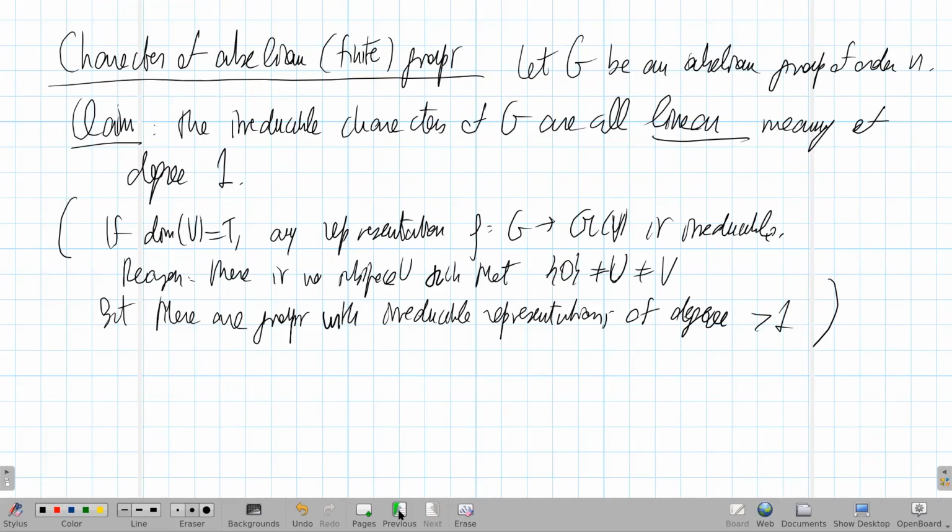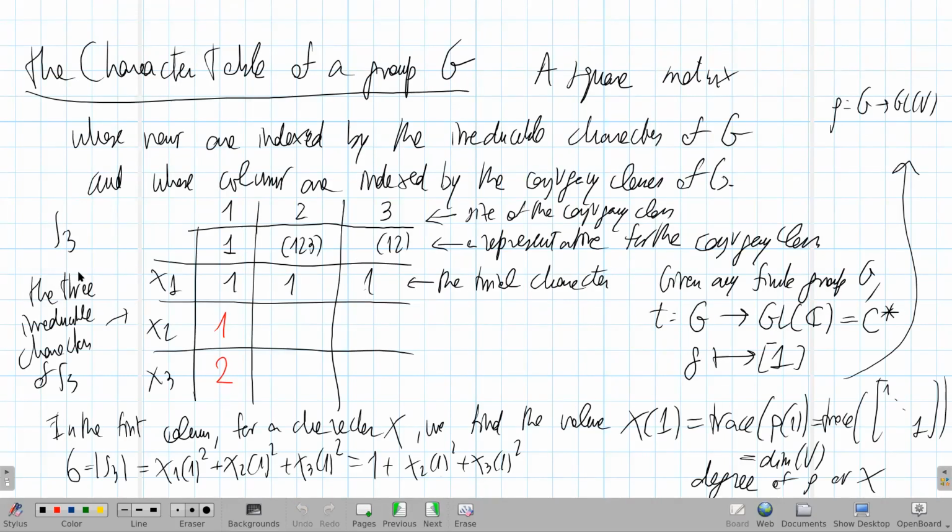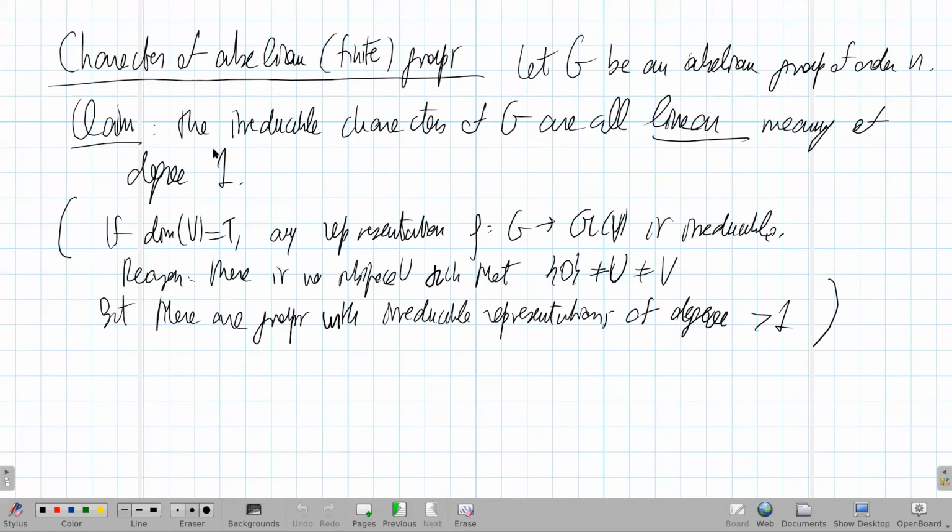We have already seen an example here. S3 must have a representation of degree 2, okay? So this is the dimension of the underlying vector space. So all representations of degree 1 are irreducible, but there are groups like S3 with representations, like chi3 here, which have degree greater than 1. But my claim is that the irreducible characters of an abelian group G are all of degree 1. S3 has an irreducible representation of degree greater than 1, but abelian groups have all irreducible characters of degree 1.